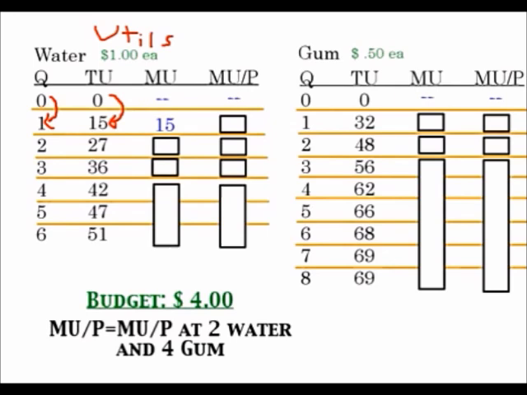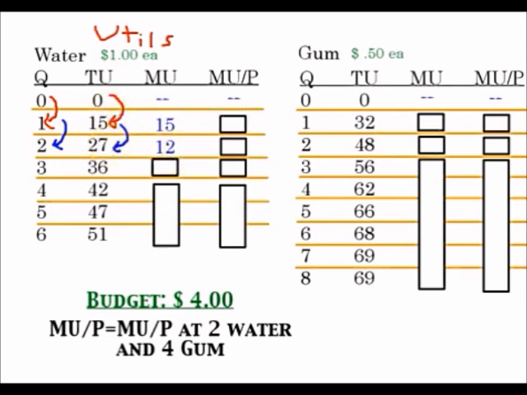As I go from my first bottle of water to my second bottle of water, I'm going to gain an extra 12 units of satisfaction. It is the change of 15 to 27 as I go from 1 to 2. So my marginal utility is 12, because that's the change in total utility.